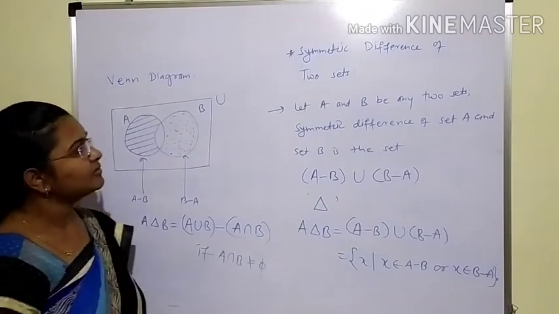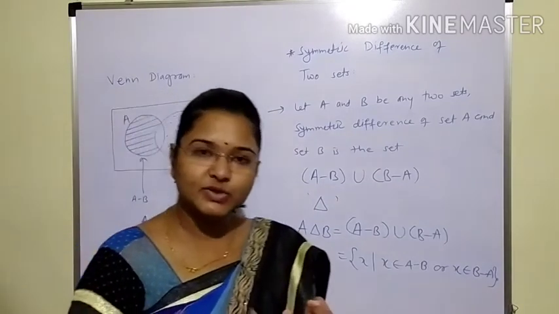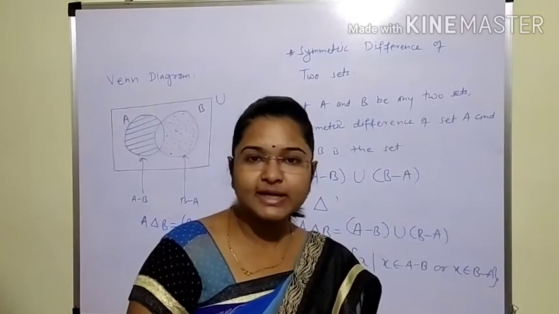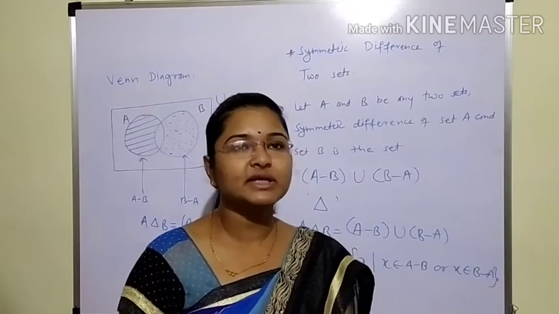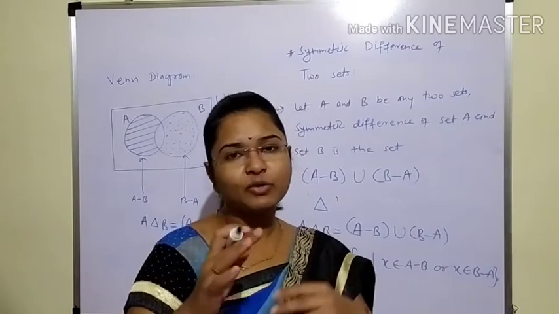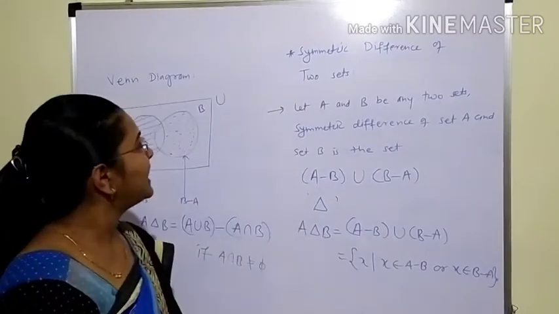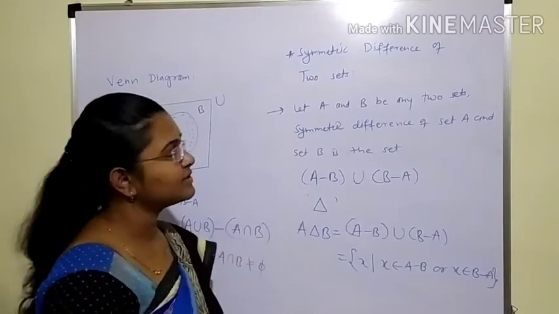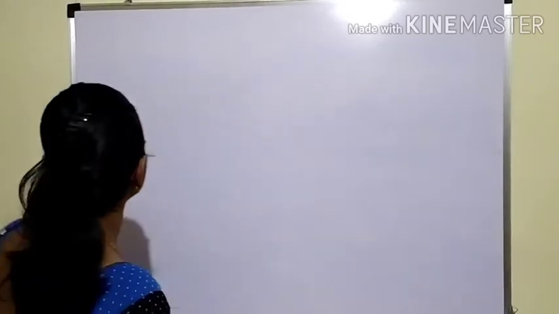Understood? So we have seen disjoint sets, and the difference of two sets, in which we have seen the difference of A and B and B and A. Both the differences we have studied, and after that we have seen the symmetric difference of two sets. Understood? Now we'll see examples for disjoint sets, difference of two sets, and symmetric difference of two sets.